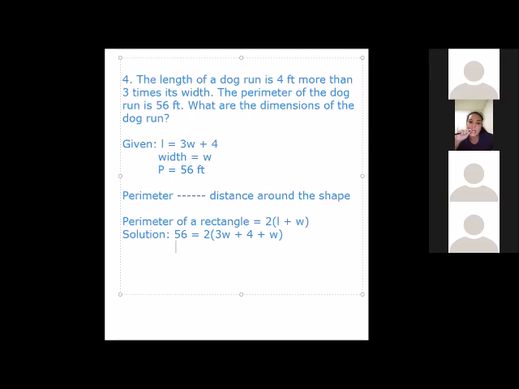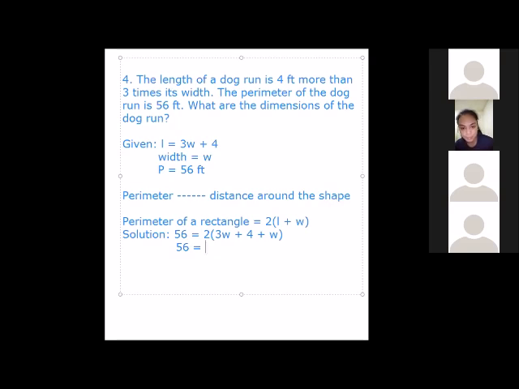Okay? 56, our perimeter, is equal to... Jude, what do you think we can do next? Distribute. Okay, distribute 2 to all the terms inside the parentheses. Yes. Okay, thank you, Jude.